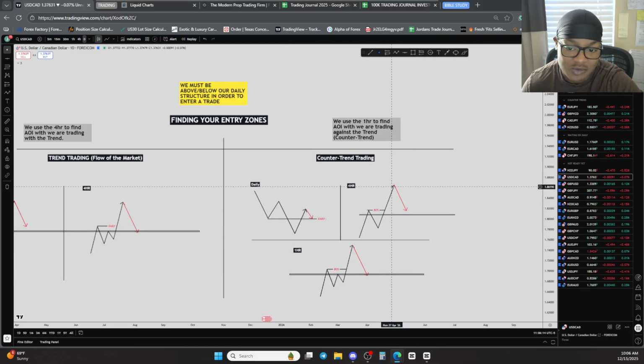And same thing, you see how the 4-hour, as we're retracing back down towards this 1-hour zone, taps back into its own break of structure. And then this also just allows us to get the tap back into a 1-hour break of structure before we then continue this move back towards the upside.